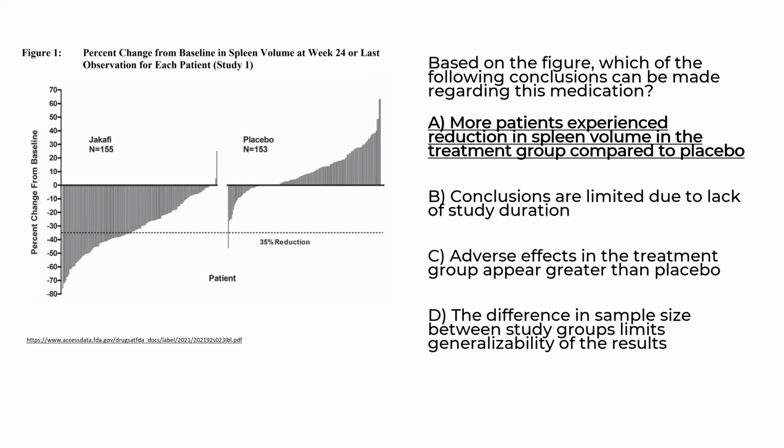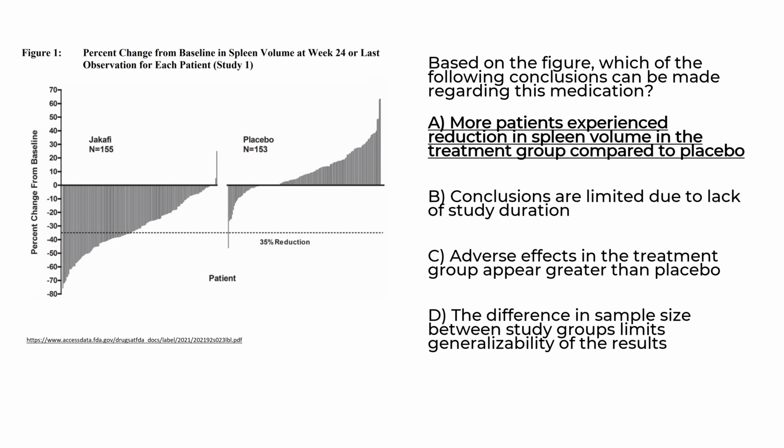Again, that answer choice didn't mention statistical significance, but that is absolutely true, because if there's 155 in the Jakafi group and 153 in placebo, we know that at least, you don't have to go and count them all out, but the vast majority experience a decrease in Jakafi and the majority experience an increase in placebo. So we know that A is at least true.